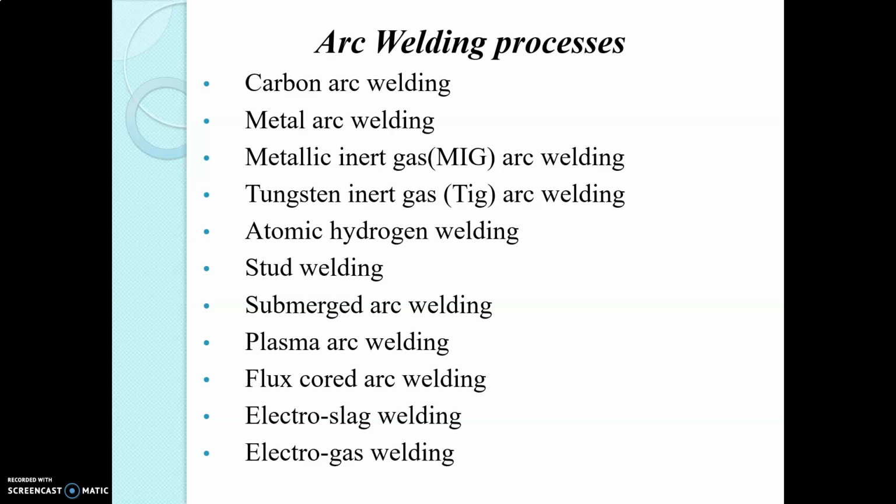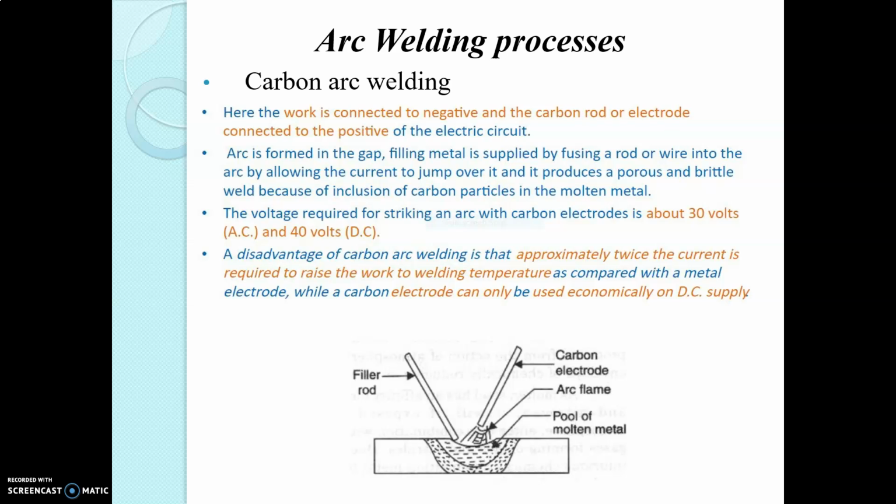These arc welding processes are commonly used: carbon arc welding, metal arc welding, metallic inert gas welding, also called MIG arc welding, tungsten inert gas, which is TIG arc welding, atomic hydrogen welding, stud welding, submerged arc welding, plasma arc welding, flux core arc welding, electroslag welding, and electro gas welding. One by one, we are going to see all these arc welding processes in this video. So the first one is carbon arc welding.